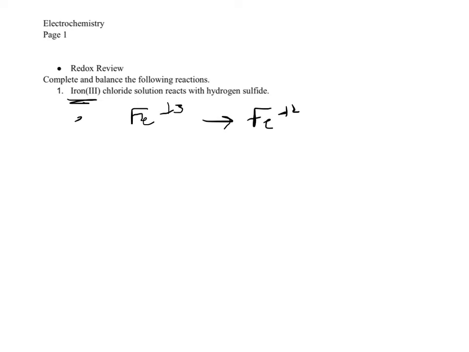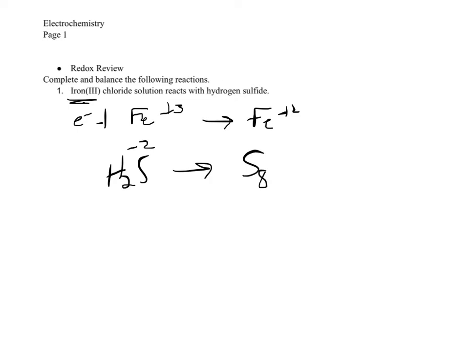So if that's going to be happening, remember, Leo the lion says GER, so gain of electrons is reduction. So we have to have something that is going to be oxidized. If you look at hydrogen sulfide, that has to go higher. If positive 3 is going to positive 2, that's going lower. So you should be thinking elemental sulfur.